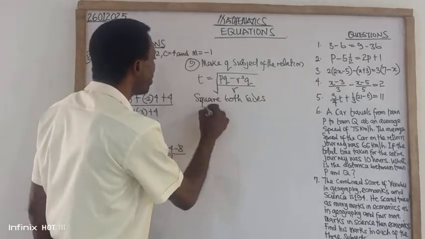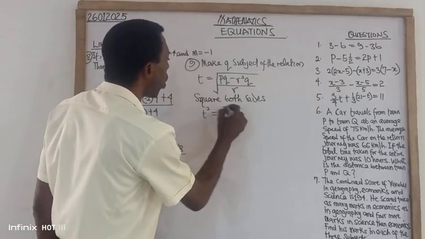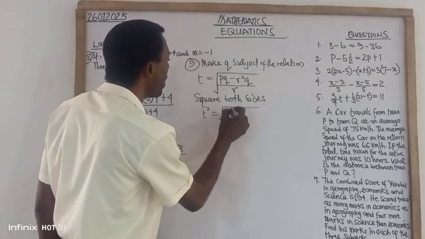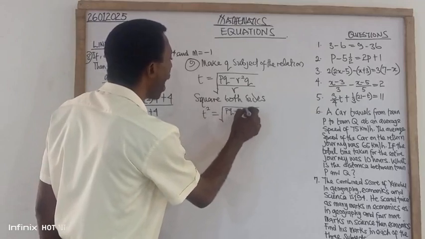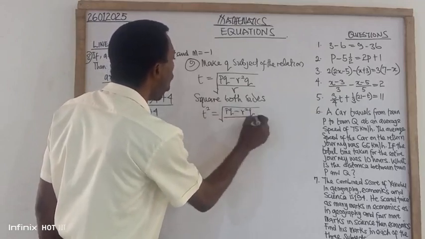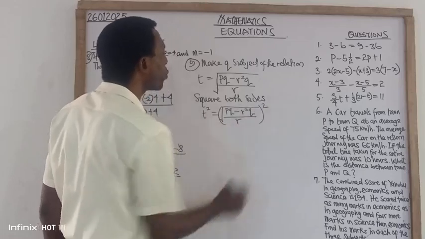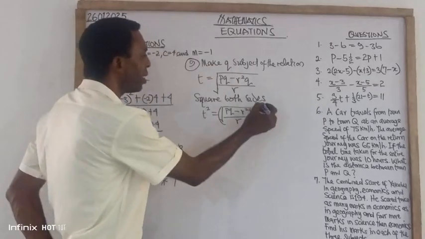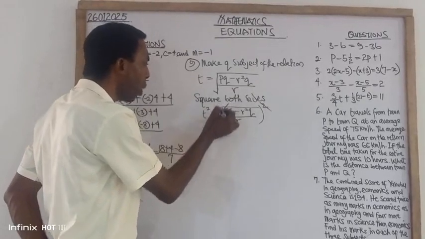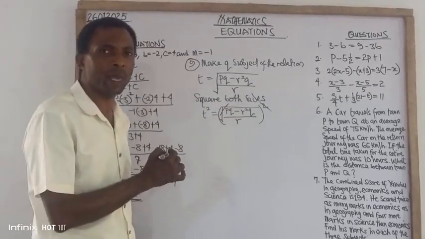Then we have t squared is equal to the square root of pq minus r squared, cubed, all over r, all to the power of square. So one thing is this square will cancel the square root. Do you agree with me?